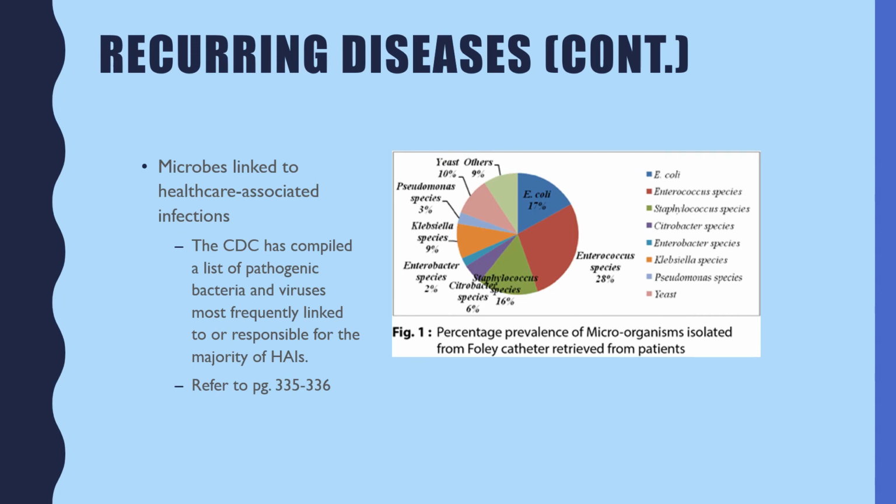The CDC has come up with a list of pathogenic bacteria and viruses that they have identified that are most commonly responsible for the majority of healthcare-associated infections, and some of those include Acinetobacter, Burkholderia, Clostridium, Carbapenem-resistant Enterobacteriaceae, gram-negative bacteria, hepatitis virus, HIV, influenza virus, Klebsiella, and MRSA, in addition to Mycobacterium, norovirus, Pseudomonas, Staphylococcus, Mycobacterium tuberculosis, and some vancomycin-resistant bacteria such as Staph aureus and Enterococci. These are all listed on page 335 and 336.